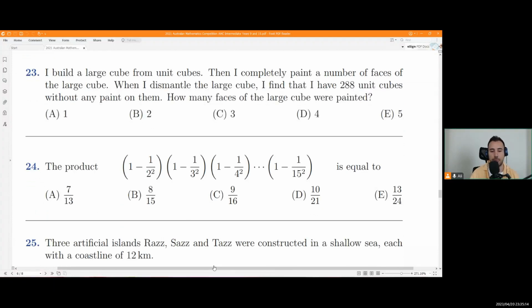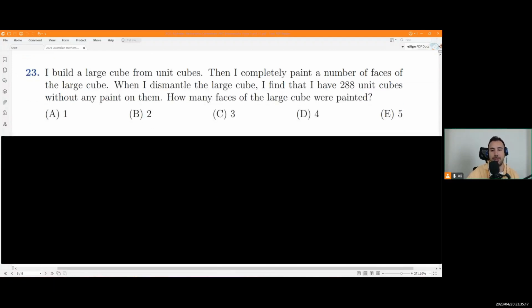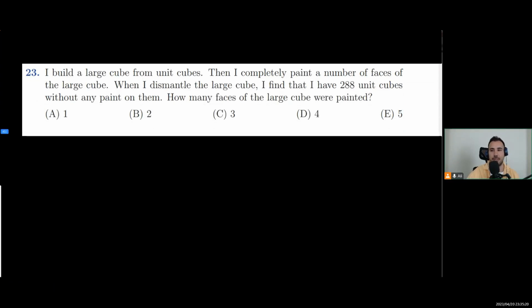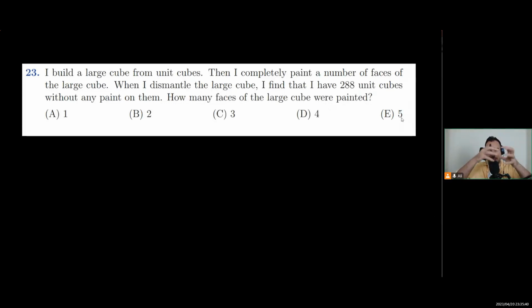Okay, question 23 is extremely long, and I don't know why this is question 23. Let's go and do it. I built a large cube from unit cubes. Then I completely paint a number of faces of the large cube. When I dismantle the large cube, which means to open it piece by piece, I find that I have 288 unit cubes without any paint on them. How many faces of the large cube were painted?